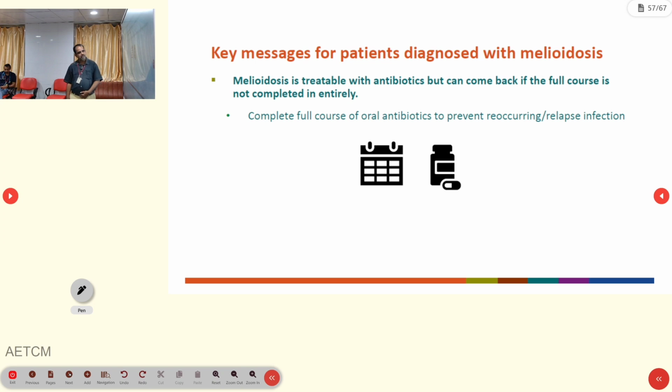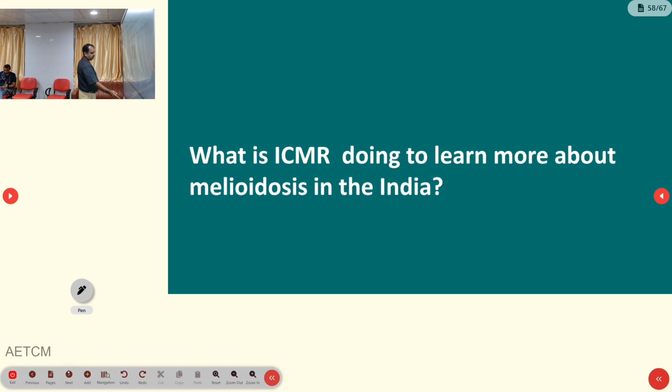So the key message is that it is curable, but you have to treat appropriately, intensively, and eradication should be correct. Otherwise, it will relapse and the patient will come back. Dr. Shabrish has multiple patients in his follow-up. They have been successfully treated and cured, because the drug was correct and the duration was correct.